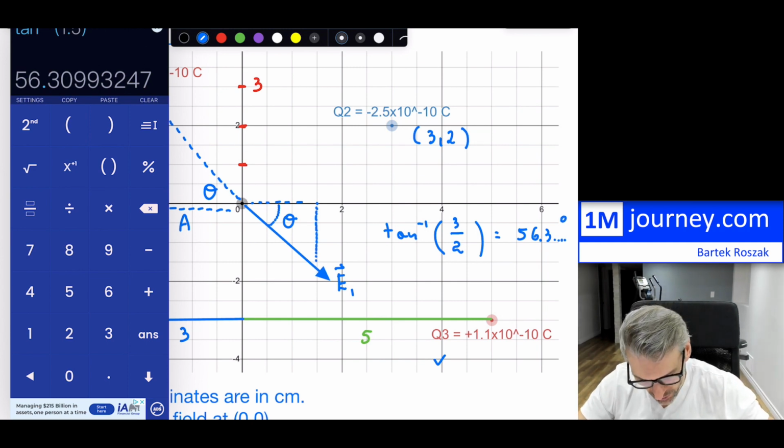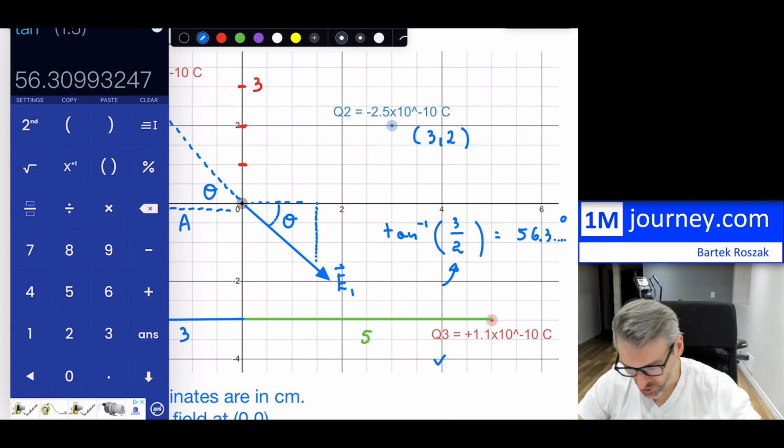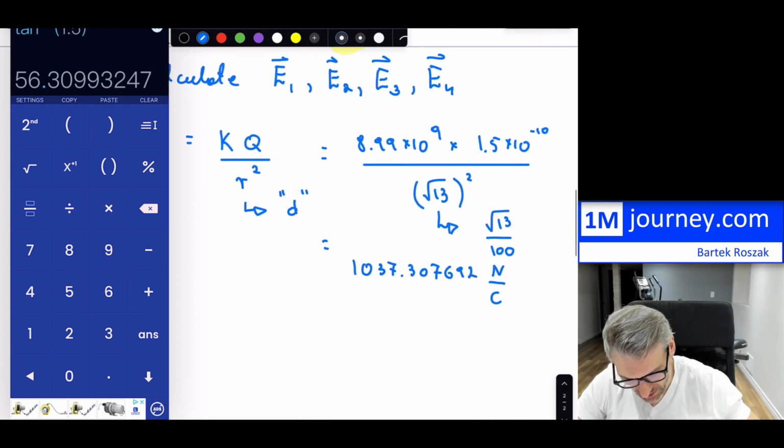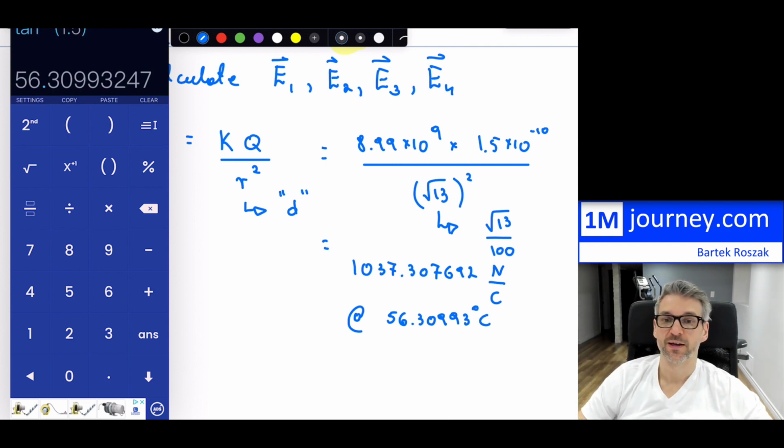But don't forget about this particular ratio, because that's really the ratio that we'll need. So I'm going to leave that in here. So I'm going to write this out. So this is now at an angle of 56.3099. I'm going to keep a couple of decimal places in here for the future. So there you have it. That's my electric field from the first charge.